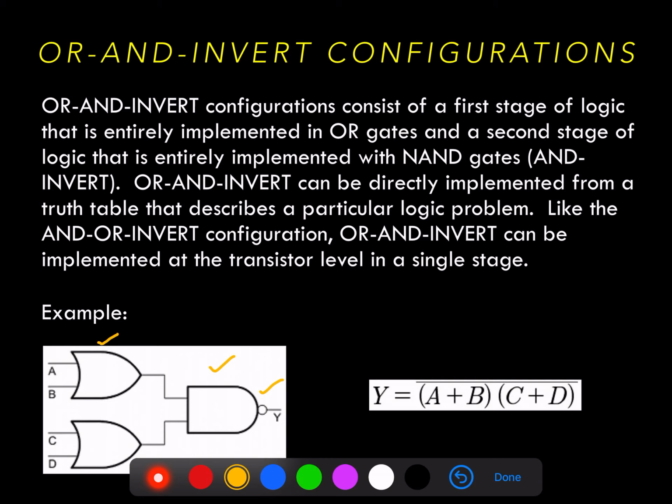This example here, where we're generating Y, involves two OR gates where we OR A and B together through an OR gate. Then we OR C and D together in another OR gate. Then we implement the AND gate in between. And finally, the bar over Y is taken care of by using a NAND gate rather than an AND gate here, which performs the inversion function. So in this way, from a truth table, we can come up with AND-OR-INVERT or OR-AND-INVERT configurations pretty readily.